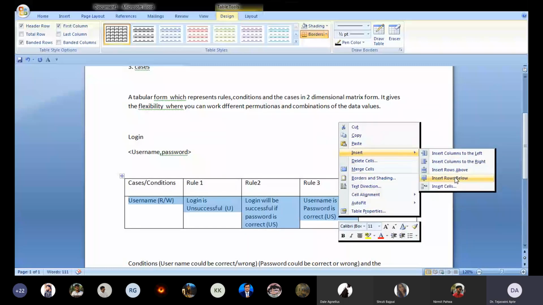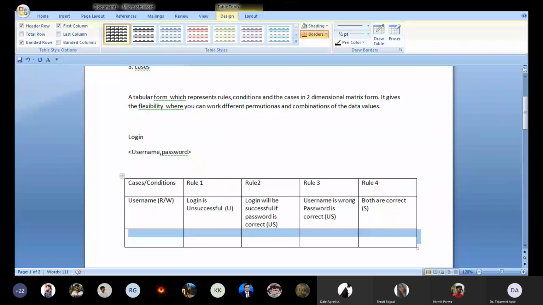So this is with respect to the username I have given. Now, the next thing I'm going to give is with respect to the password.